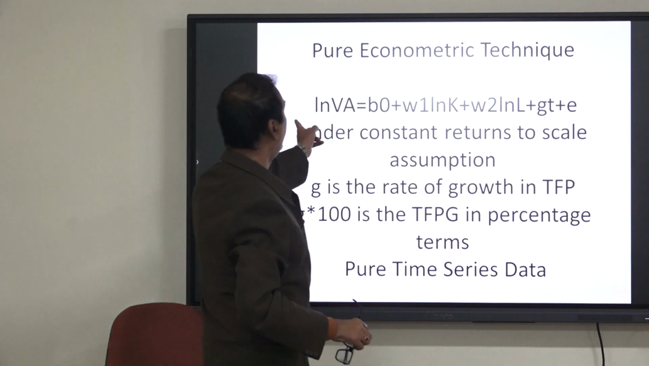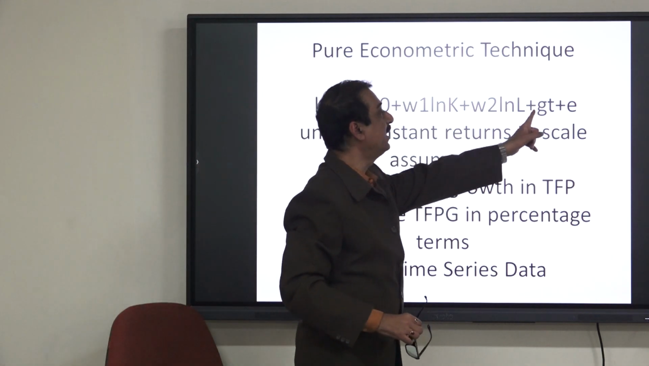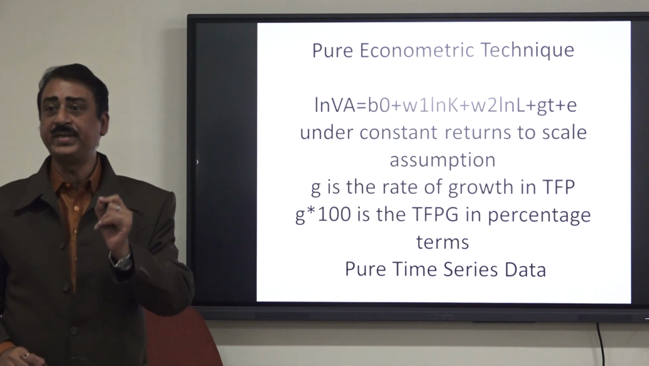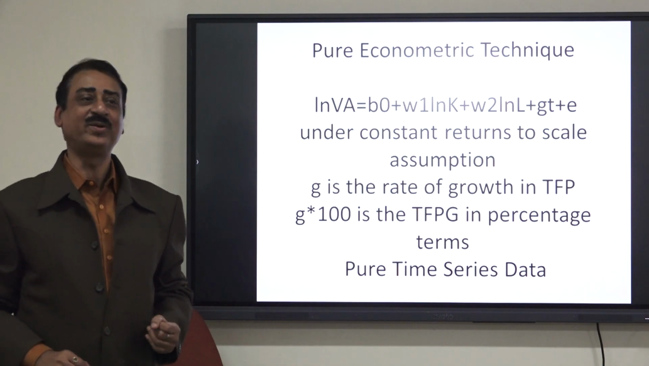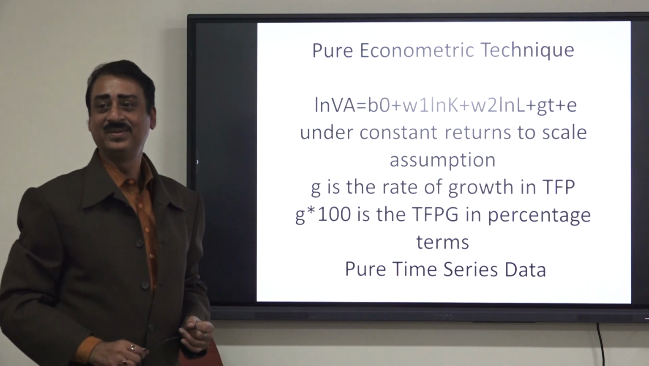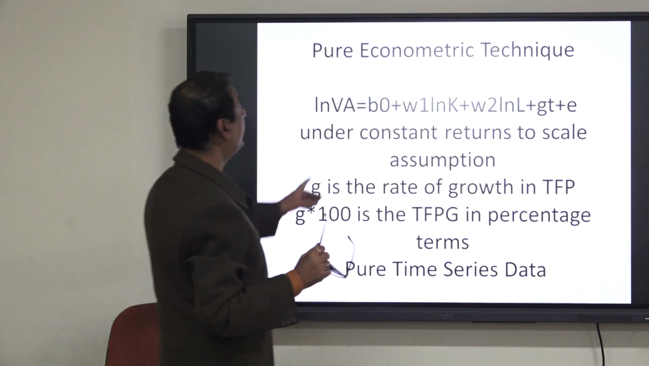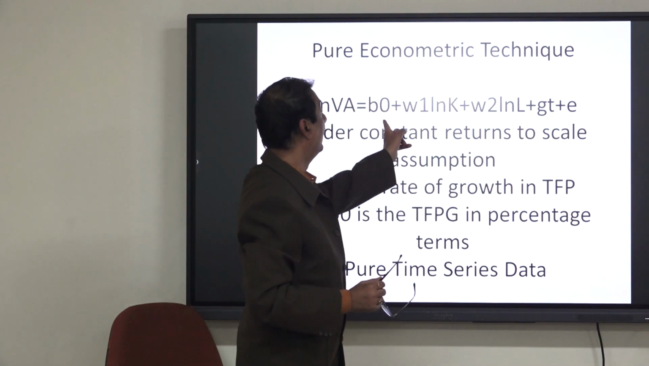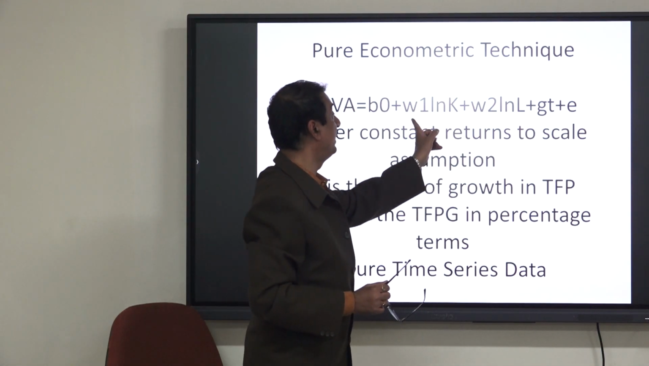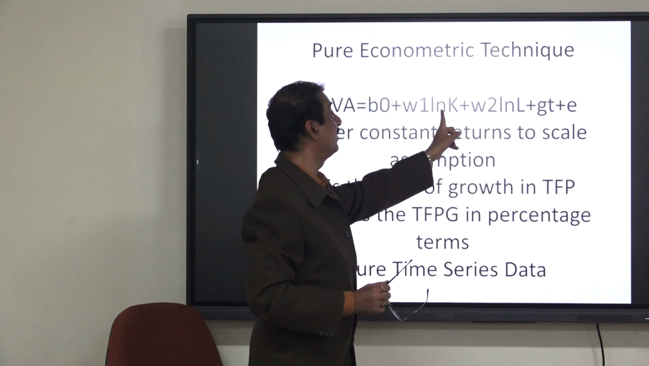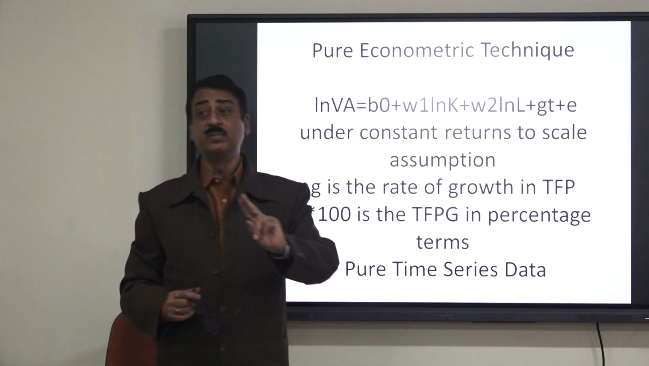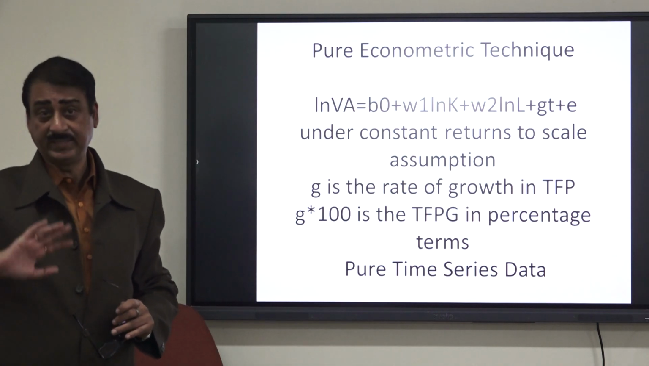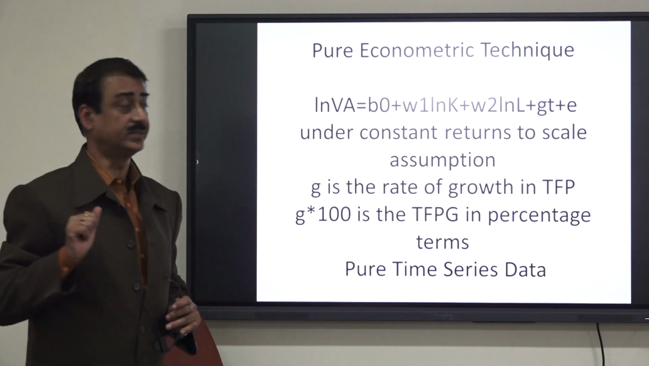So you are regressing log of value added on log of capital, log of labor, and a time trend, that is T. And the coefficient of T would essentially give you the rate of total factor productivity. Of course, you will again have to impose a restriction that there is constant returns to scale. That is, the coefficients of log of capital and log of labor must add up to 1. So that means you are ruling out the possibility of increasing or decreasing returns to scale. There is only constant returns to scale.